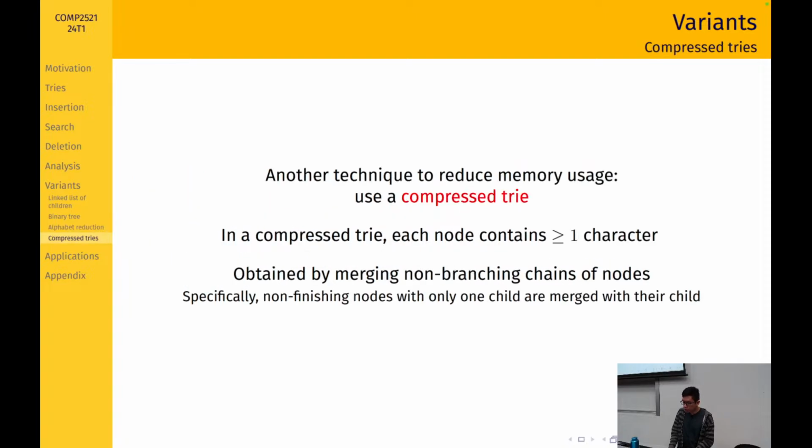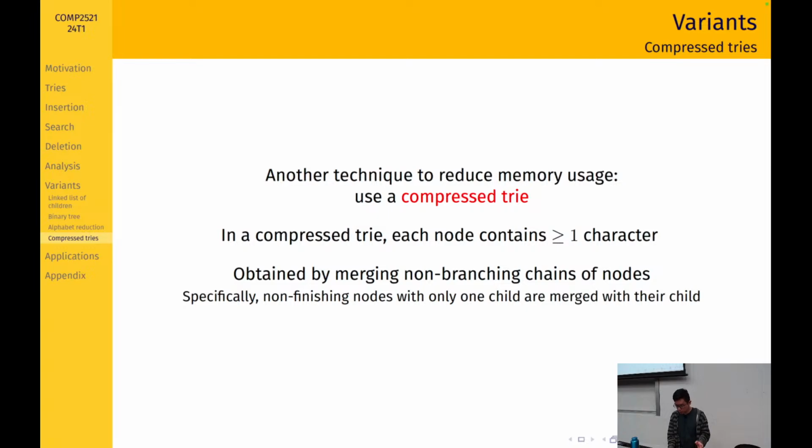Finally, we have the idea of compressed tries. In a compressed trie, each node can contain more than 1 character. The way we get a compressed trie is we take our original trie, which has only 1 character per node, and we merge non-branching chains of nodes. The details of how it works is if a node is a non-finishing node and it has only 1 child, then it just gets merged with its child.